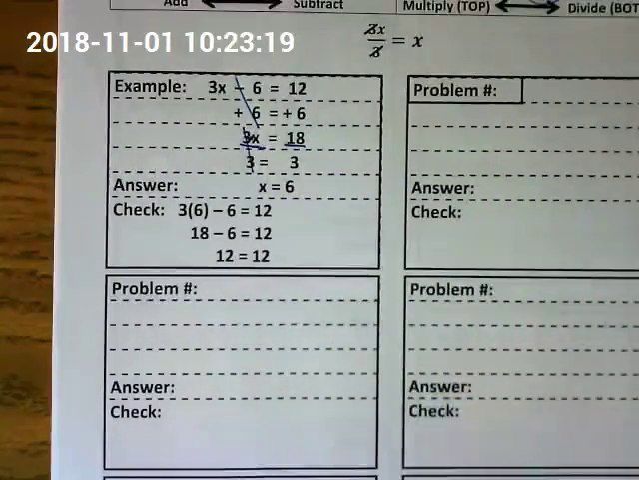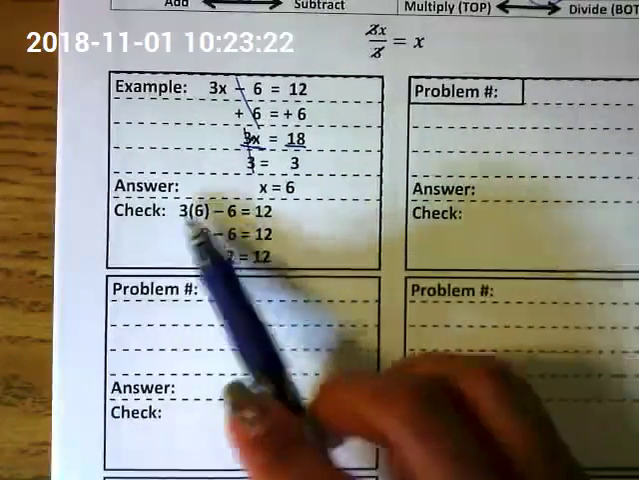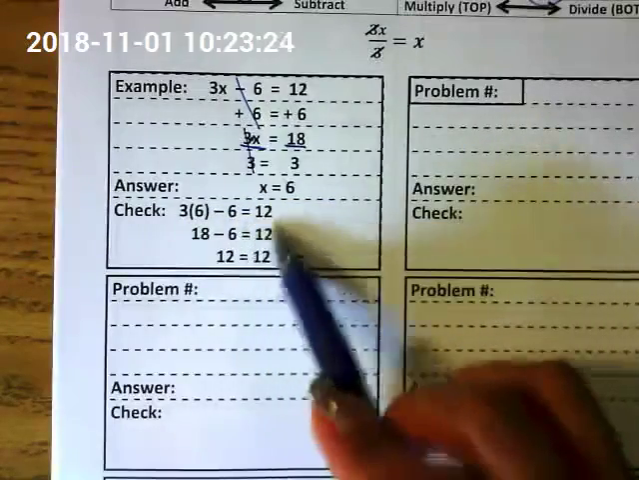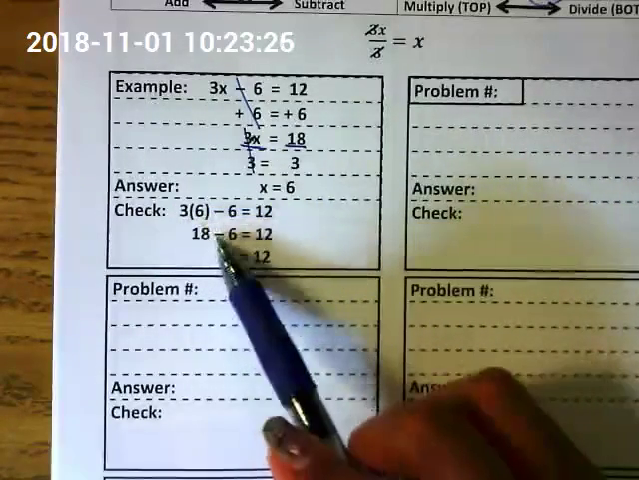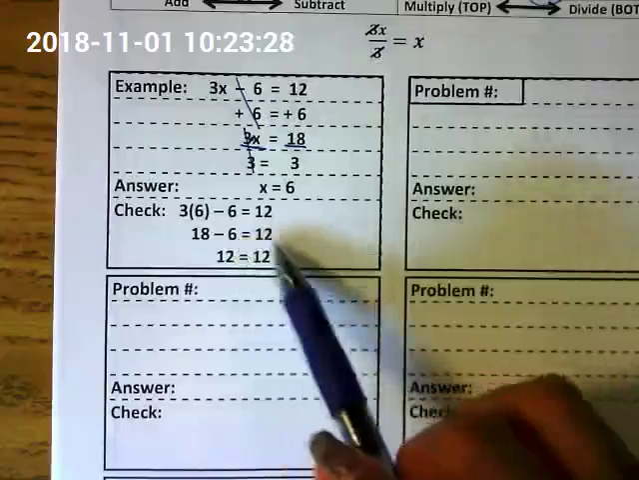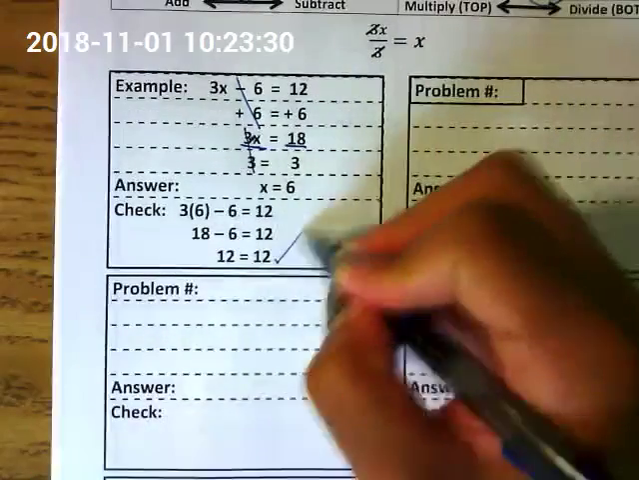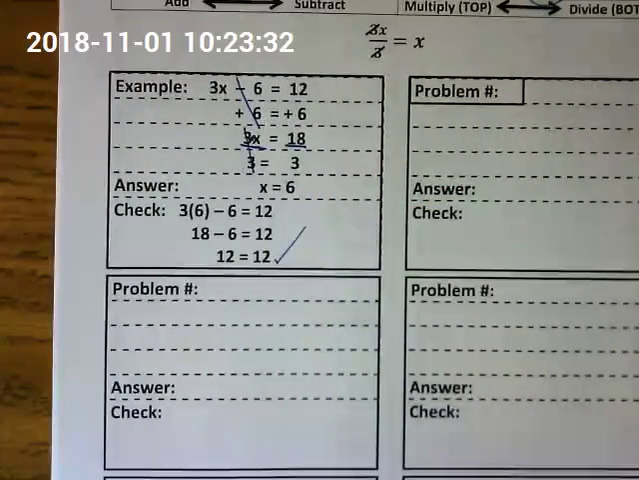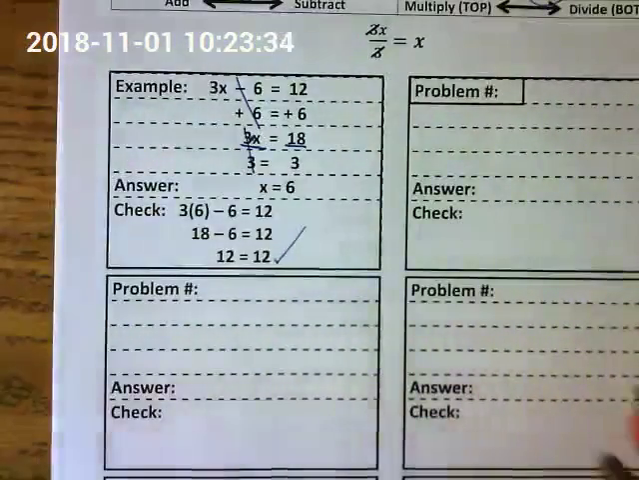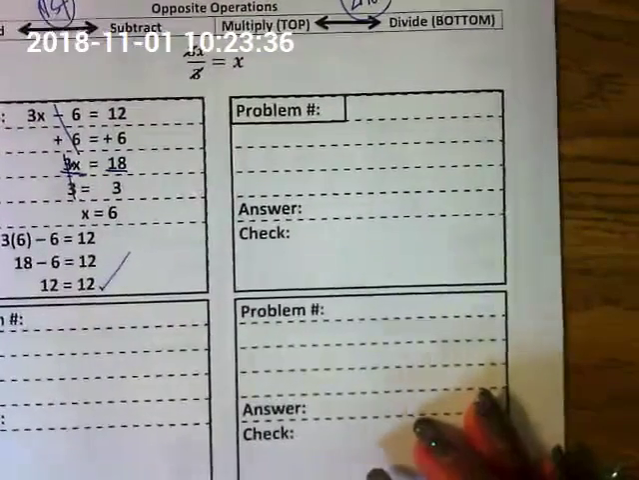To check our answer, we plug back in 6. 3 times 6 minus 6 is equal to 12. Well, 3 times 6 is 18. 18 minus 6 is 12. 12 is equal to 12. This problem checks out. So now let's do another problem on our own.